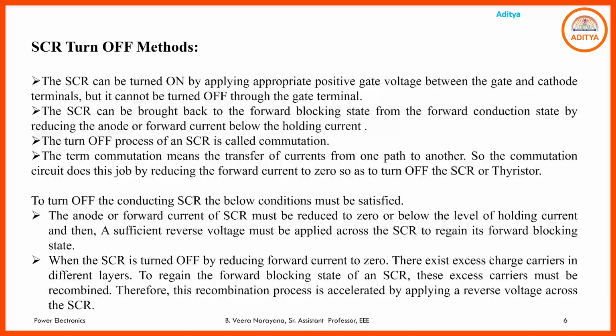So, how do you bring the SCR to the off state? The SCR can be turned on by applying an appropriate positive gate voltage between the gate and cathode, but it cannot be turned off through the gate terminal. So, how should the SCR be brought back to the forward blocking state from the forward conducting state? Simply by reducing the current flowing through the SCR below the holding current or to 0, then we say the SCR is in the off state.